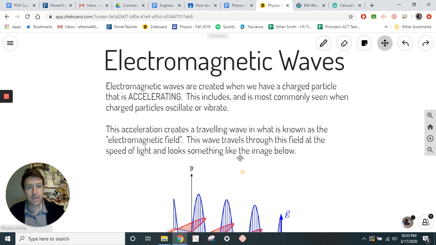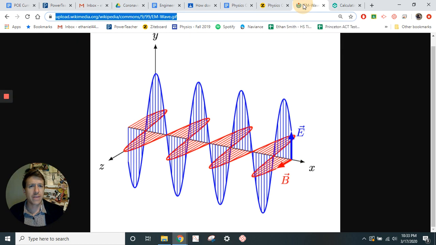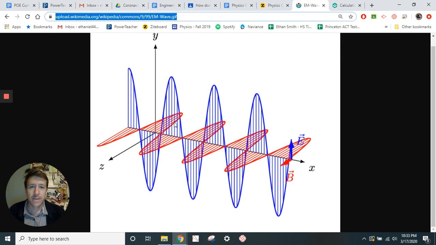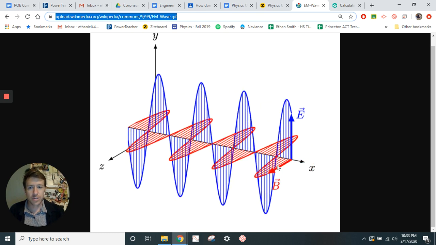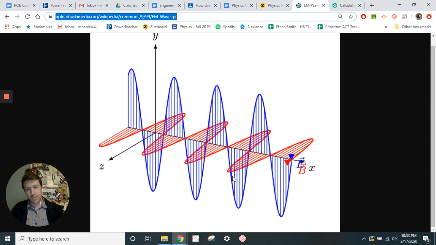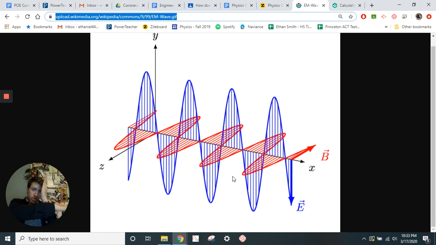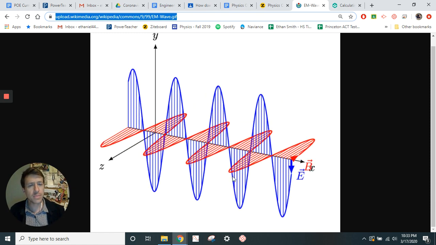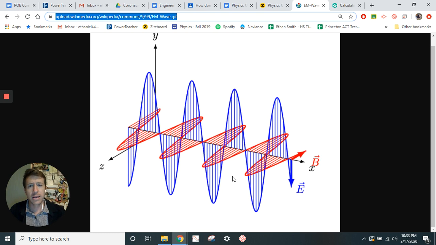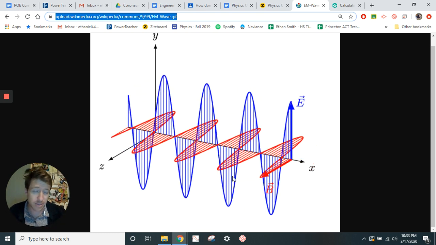And it looks something like this. I have a little visual of what that looks like here. It's a little animated GIF. And what we have is an electric field, which is represented here in blue, and a magnetic field in red. These are both oscillating with each other, and they're perpendicular to each other. They're at 90-degree angles, and they oscillate, and that's what this wave looks like. It's an oscillating electric field and an oscillating magnetic field.